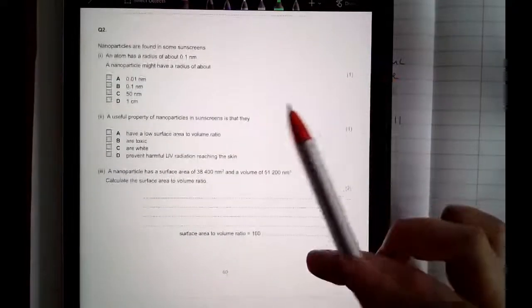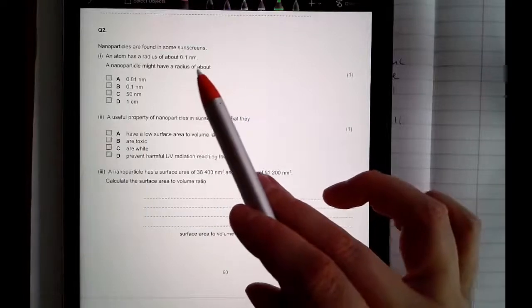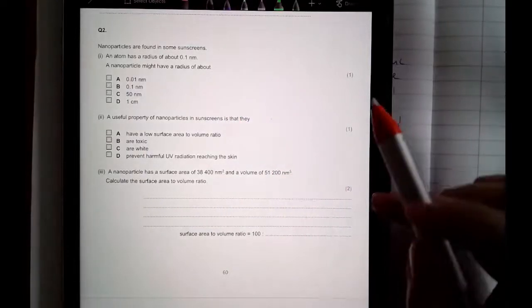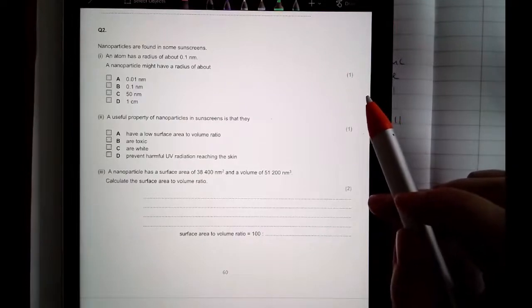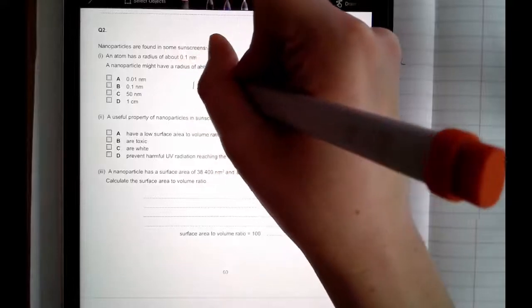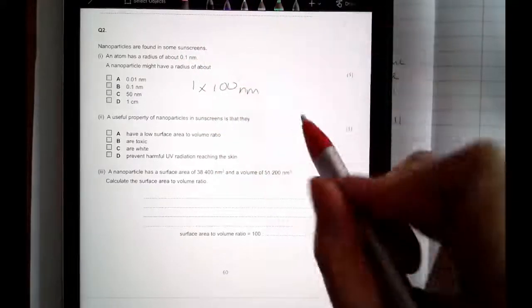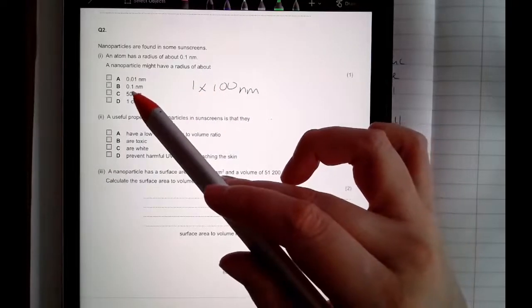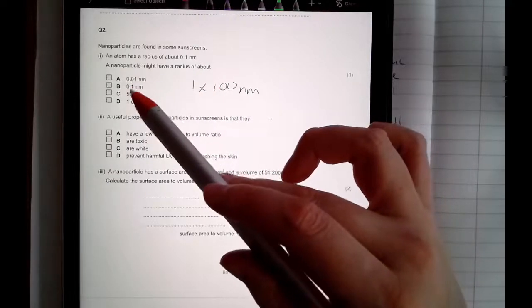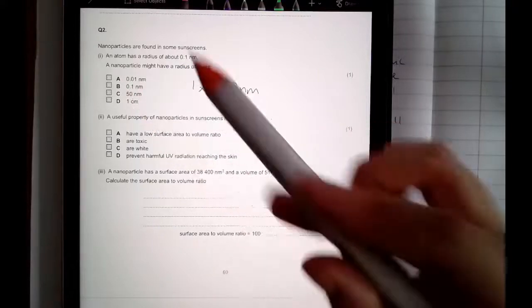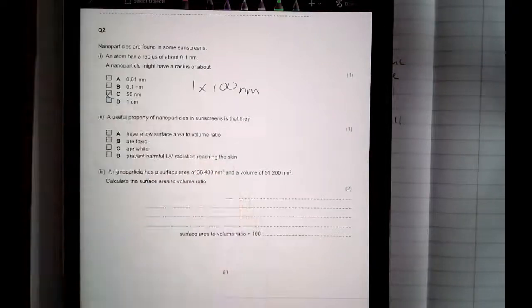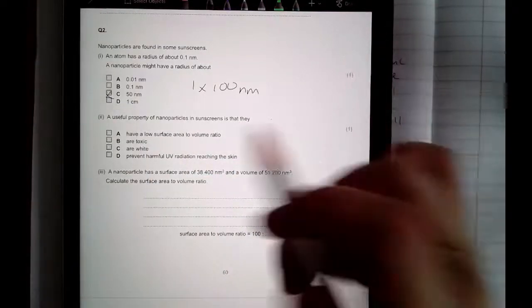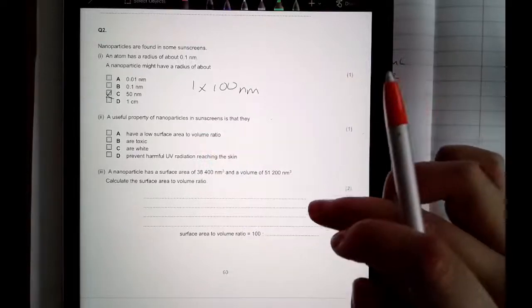Next question, again, relates to the size. So it says an atom has a radius of about 0.1 nanometers, okay, so quite a lot smaller. A nanoparticle might have a radius of about, so again, we remember that the range for the diameter is 1 to 100 nanometers. They're asking you for the radius. This one here is outside the range. 0.1 will be outside the range. 50 nanometers will be smack bang in the middle of your range. So your answer there is going to be 50 nanometers. 1 centimeter would be too long.